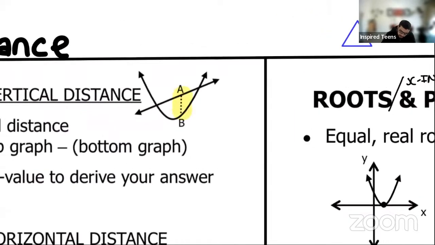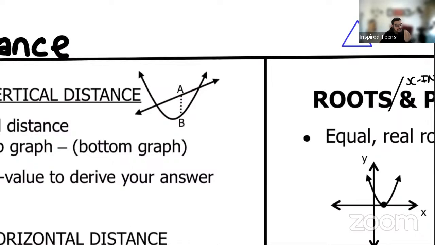We're talking about the distance between A and B, right? We're talking about the vertical distance between two different graphs. When we say vertical, we mean perfectly vertical. Anything vertical, by the way, is parallel to the y-axis, naturally, because the y-axis is a vertical line. So when we say vertical, we mean perfectly straight.